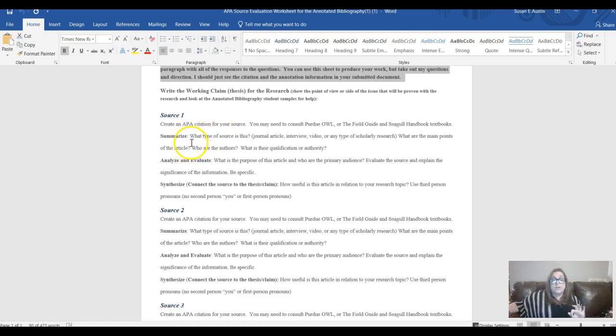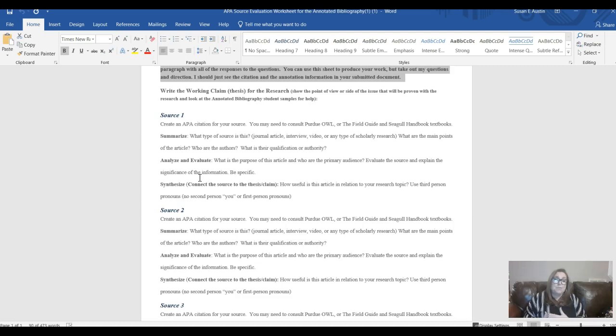Then you're going to have a few sentences to summarize the source, and I want you to show what type of source it is. So is it an article? Is it a website? Is it a video? And then I want you to go through the prompts here to summarize. And you're summarizing whatever the source is. Then I want you to analyze and evaluate it. And that means you're looking at the content to see what's included in that source, and you need to evaluate it.